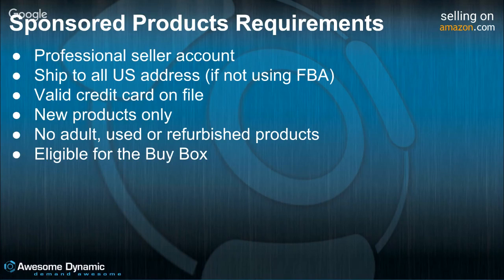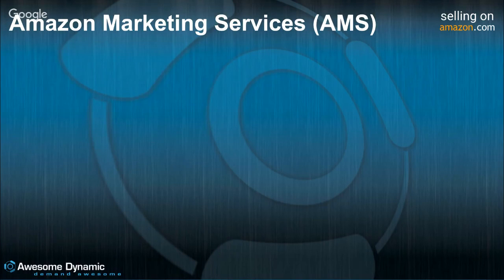All right. So let's move right into another program that Amazon offers to be able to advertise your product. It's called Amazon Marketing Services, or AMS. The first thing you got to know about AMS is that it's available for vendors only. So you have to be invited to the Vendor Central program. And what it allows you to do is basically do 3 different types of ads.